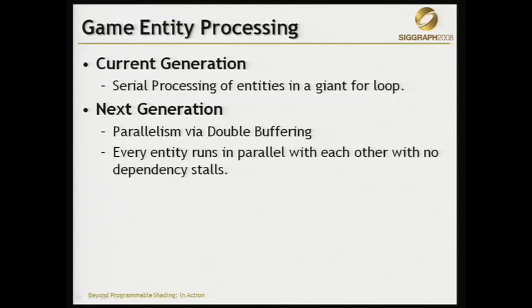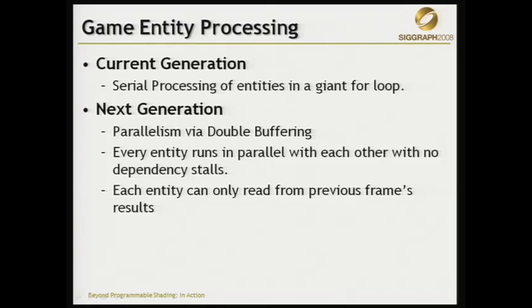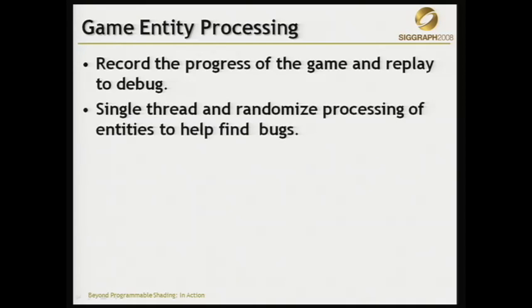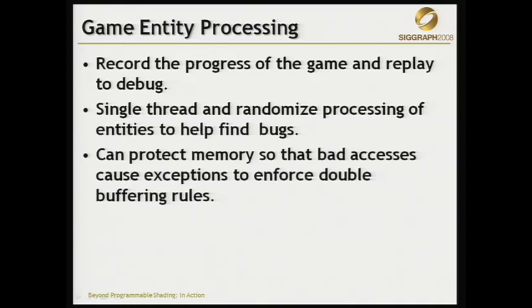Now, double buffering the game data can achieve peak performance by allowing each entity to run asynchronously. This does force certain rules in the processing, however. Each entity can only read from the previous frame's results, and each entity can only write to itself. This approach has certain unique benefits. You can implicitly record the progress of a game and replay any frame to debug it. To help find bugs, you can also switch back to a single big loop and randomize the processing order. And protecting the memory can enforce the reading and writing rules with hardware exceptions.